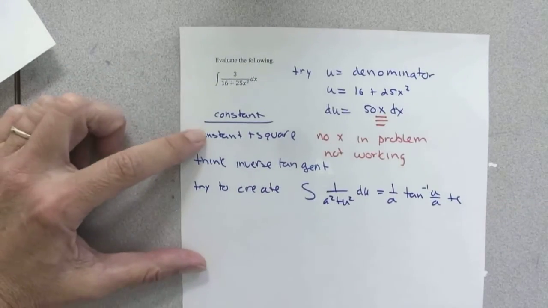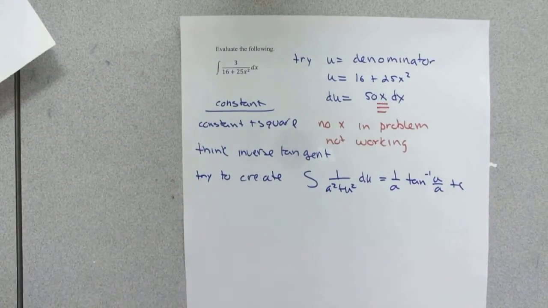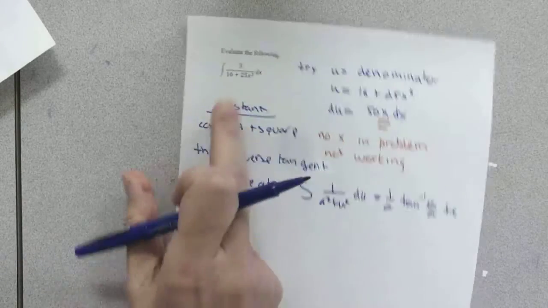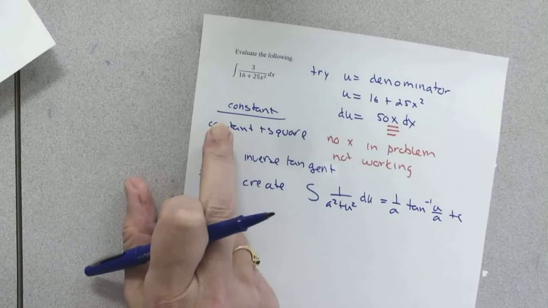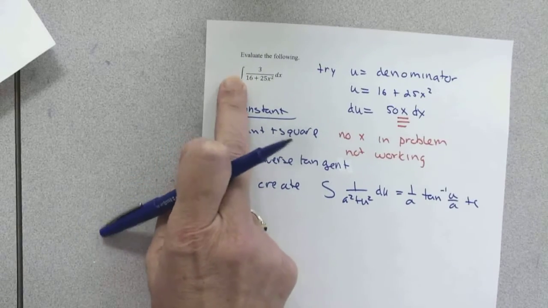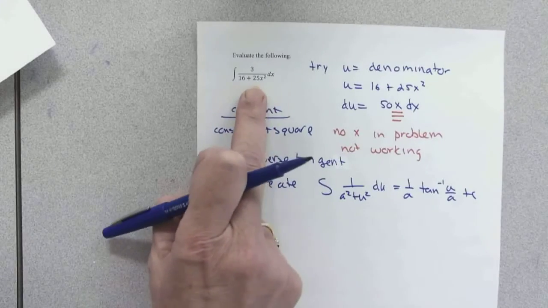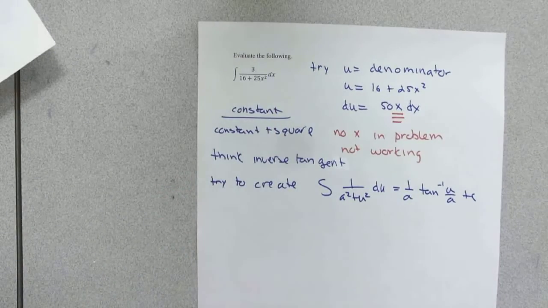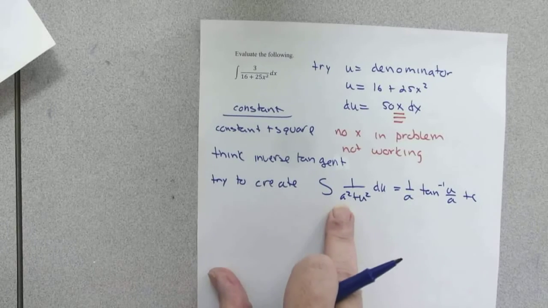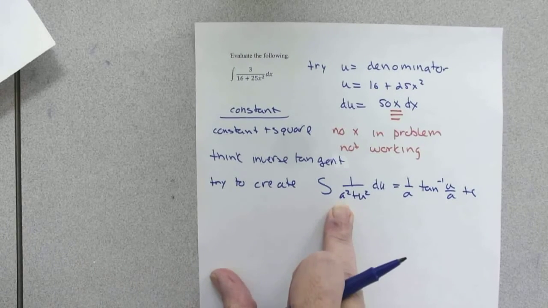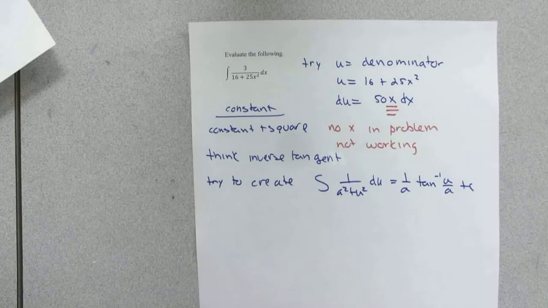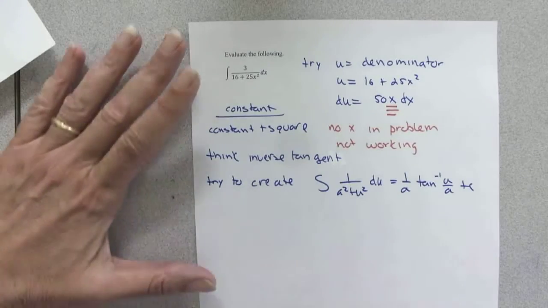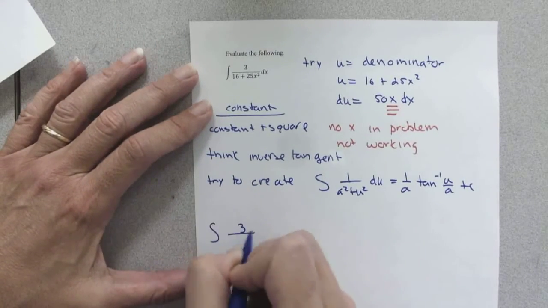So when I see constant, and these are different constants, I just don't have a notation to write constant, they could be the same or different, doesn't really matter. But constant over constant plus square, which is the form I have here, a constant over something squared. Now it's 25x squared, but still squared. Think tan inverse, and you're going to try to create 1 over a squared plus u squared du, because that I know how to integrate. And that's one of the things about substitutions, is you're trying to make known forms. So let's try to do that.